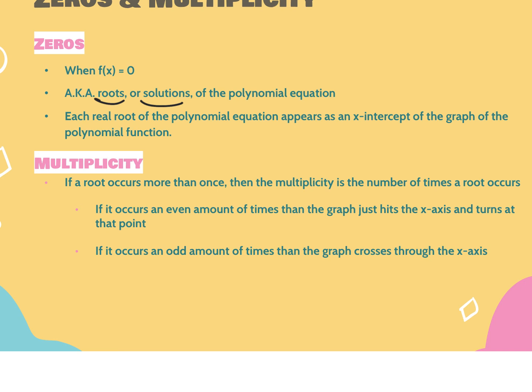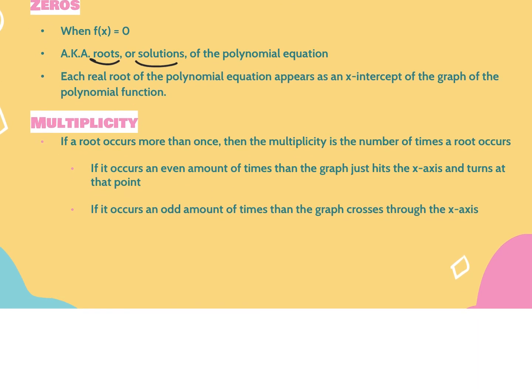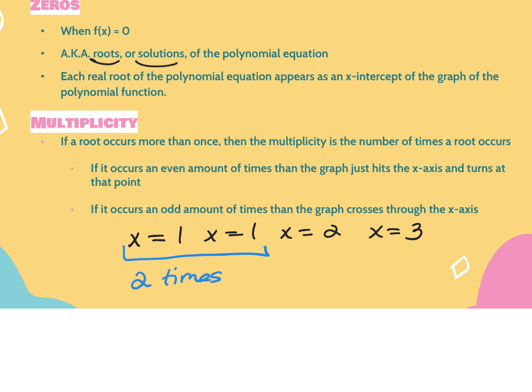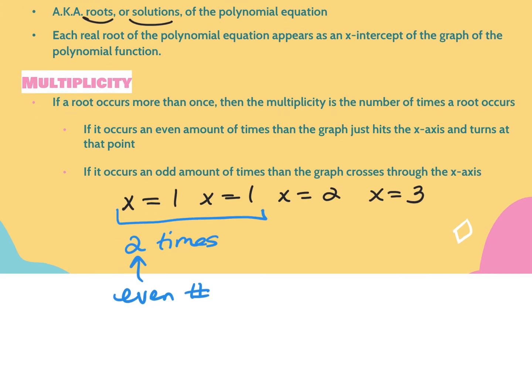So for example, let's say we found 4 zeros. Let's say we got x equals 1, x equals 1, x equals 2, and x equals 3. Notice the zero x equals 1 occurs 2 times. I have two x equals 1. So because 2 is an even number, this has an even multiplicity.